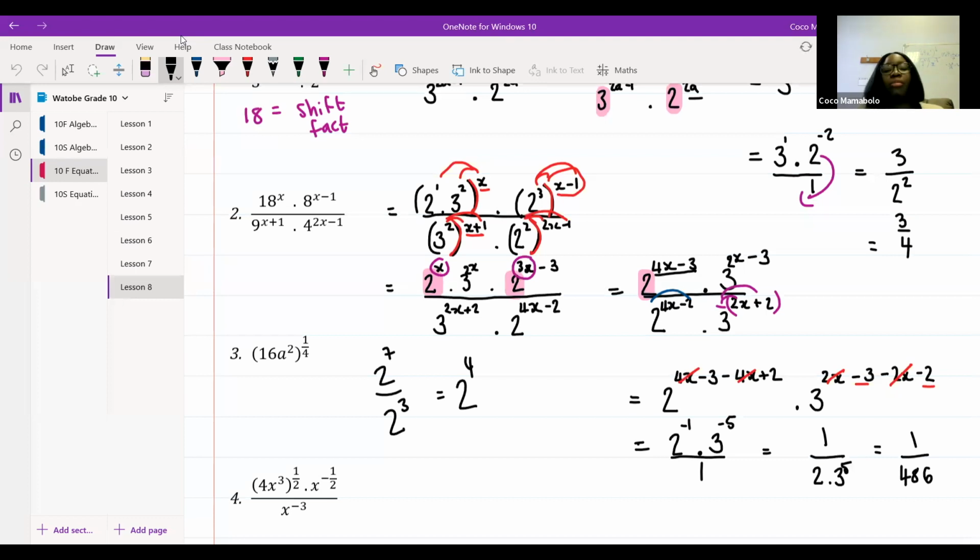You get me? So it's just that there's a big thing that we're minusing. It's not just one thing. It's 4x minus 2 that we are minusing. Okay?